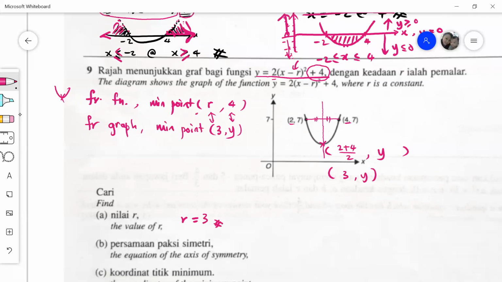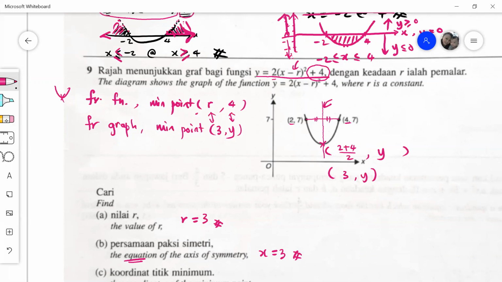And the equation of the axis of symmetry, which is this. This is our axis of symmetry. Since it's an equation, we have to write x equals to 3. That's it. You don't give me 3, 3 is not an equation. 3 is just a constant. An equation must have a variable equals to a number. That is called an equation.